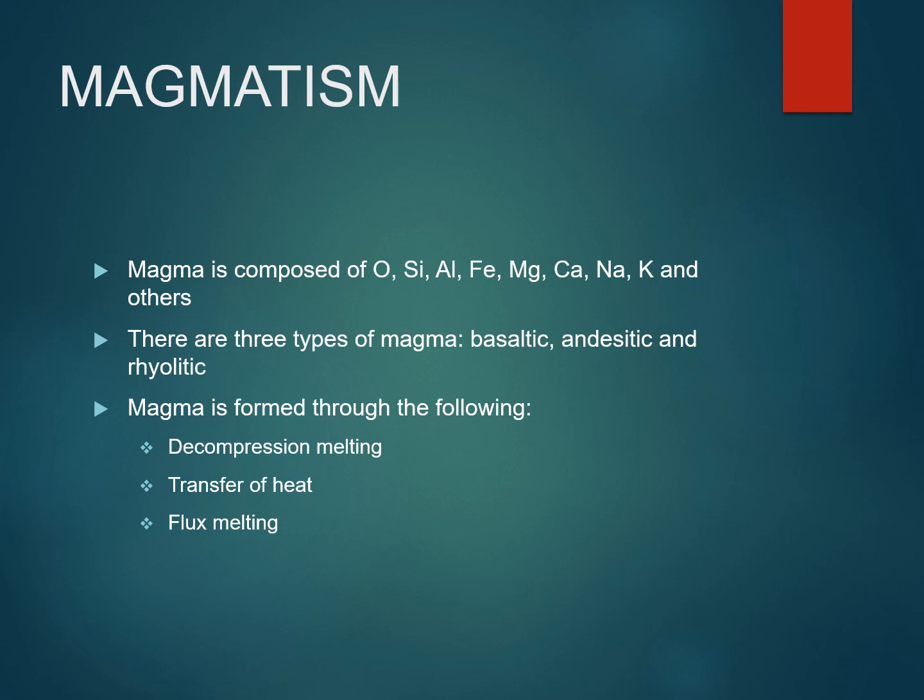To summarize our topic on magmatism, magma is composed of oxygen, silicon, aluminum, iron, magnesium, calcium, sodium, potassium, and others. There are three types of magma: basaltic, andesitic, and rhyolitic. Magma is formed through the following: decompression melting, transfer of heat, and flux melting.